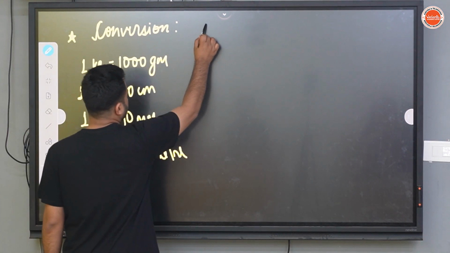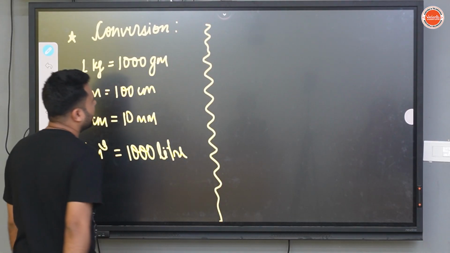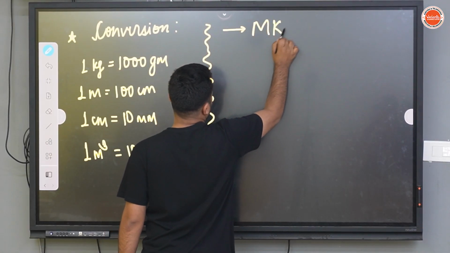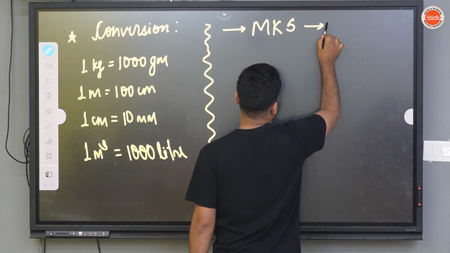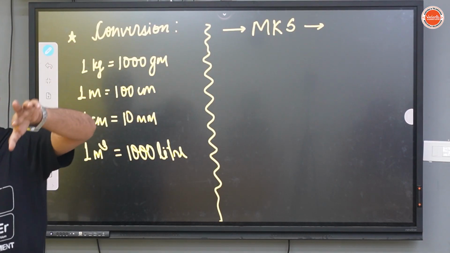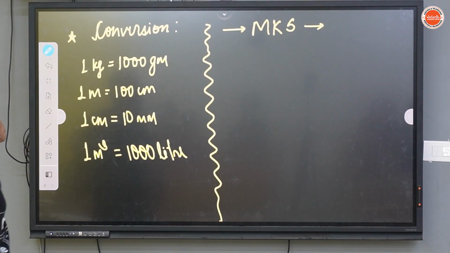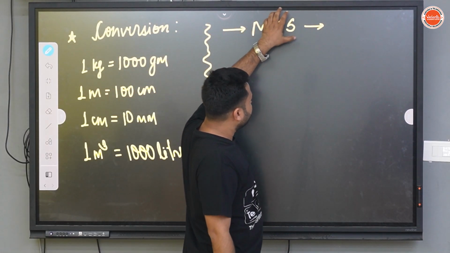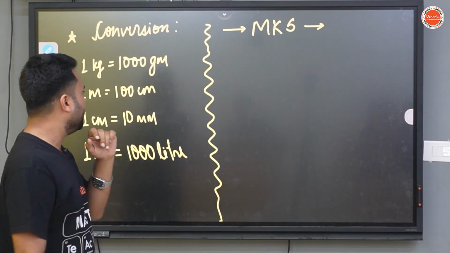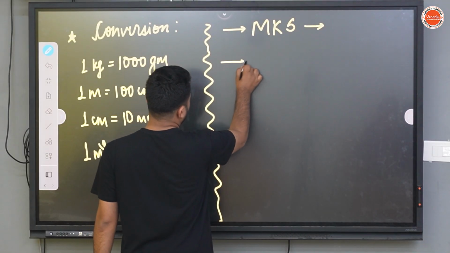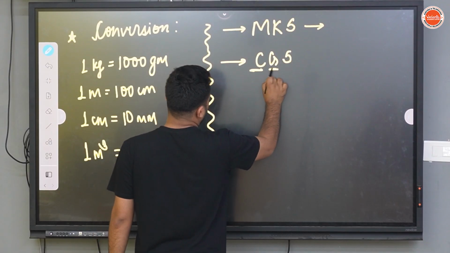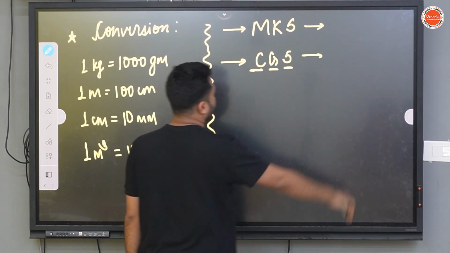See, we have two kinds of units. One is the MKS system. We have two types of systems. This is the MKS system. M is meter, K is kg, and S is second. Whenever you express a unit in meter, kg, second, that is the MKS system. And suppose you express in CGS: C for centimeter, G for gram, S for second. So this is the CGS system.